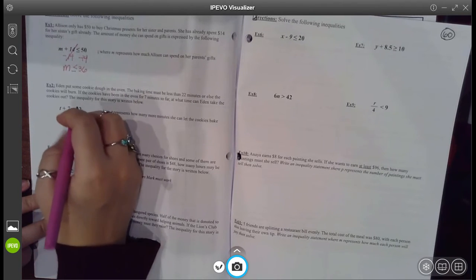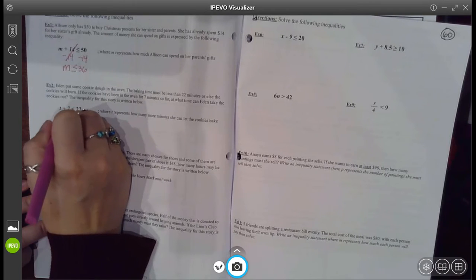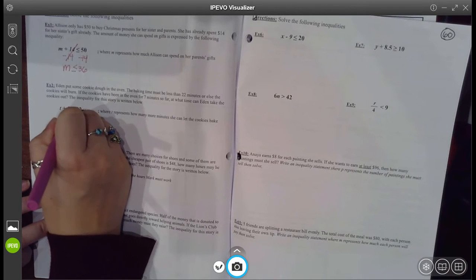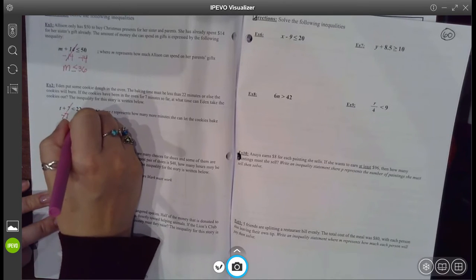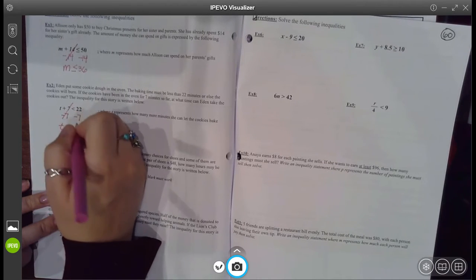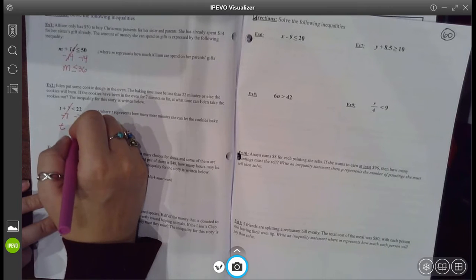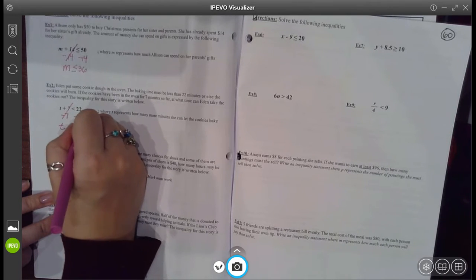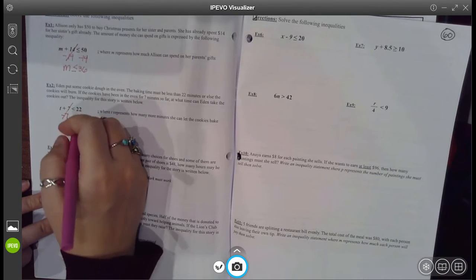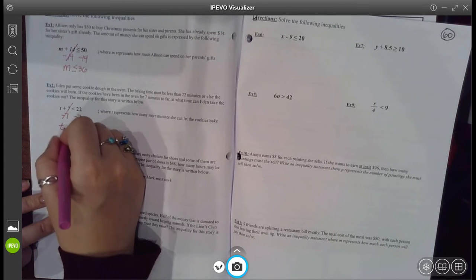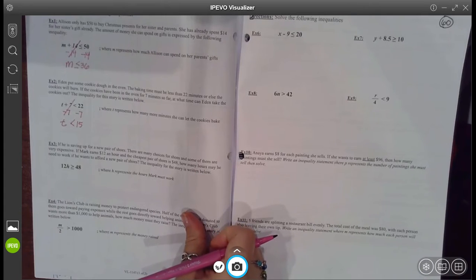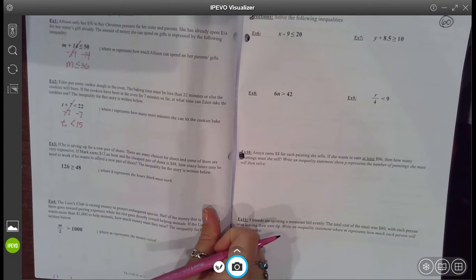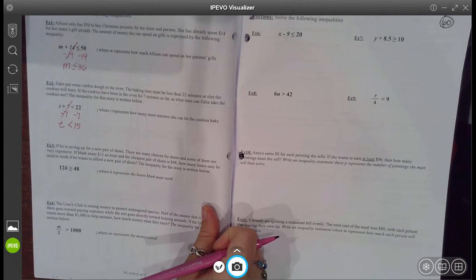Okay, how do you solve for it? I want to get rid of this plus 7, so the inverse of adding is to subtract so that they cancel and you're just left with your variable. But whatever you do to one side, you have to do to the other. Now 22 minus 7 is 15. Bring down your inequality. So you want to have it in for less than 15 minutes. Otherwise, they will burn.